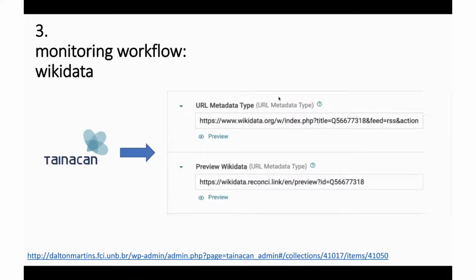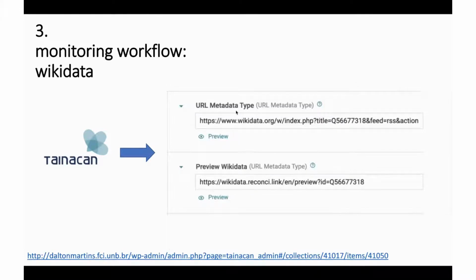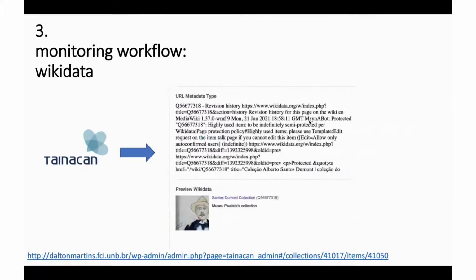And the interesting thing is, for example, you can use the URL metadata type from Tainacan. Of course, it's not a nice information to read because it's very dense, but just using the URL metadata type from Tainacan, I can show the revision history of this item really connected to the web page of the item inside their digital collections. Of course, the idea is to improve this kind of visualization.